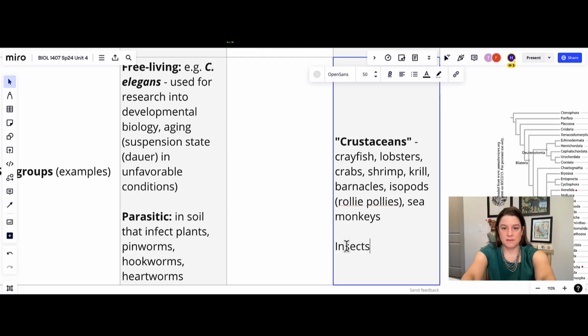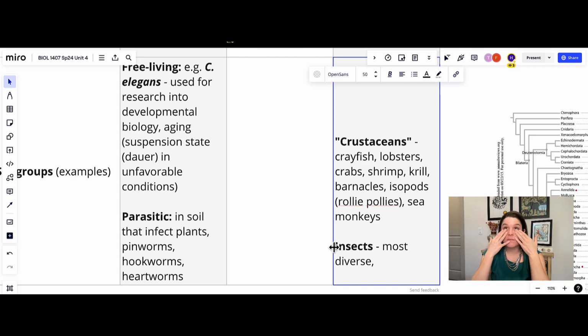Insects. Big important group here, the most diverse group of everything. Often they have wings. If they don't have wings, they probably lost their wings. So often they're going to have wings. I guess we'll write this in a minute with the insects, but they've got 3 body segments. They've got 6 legs.